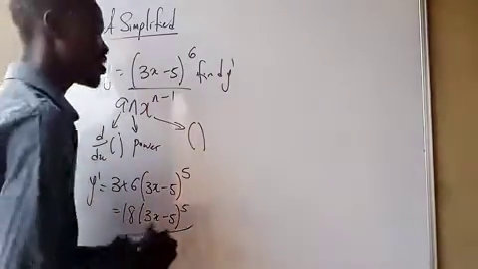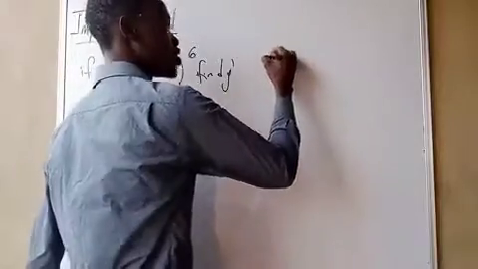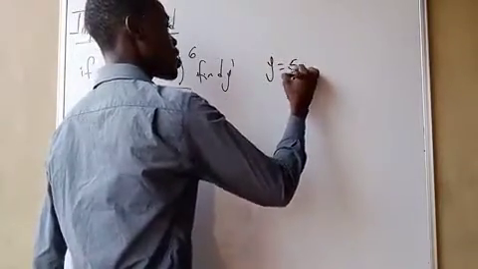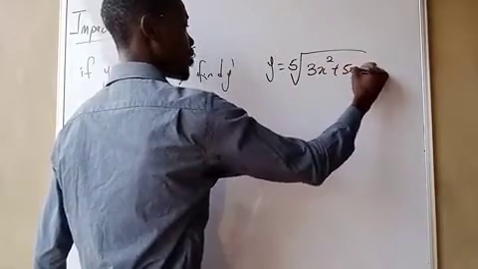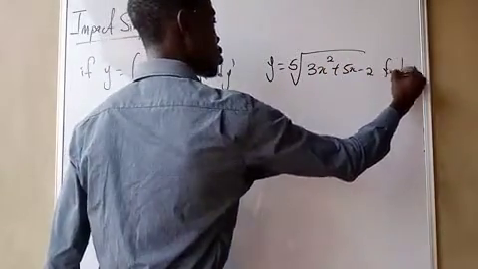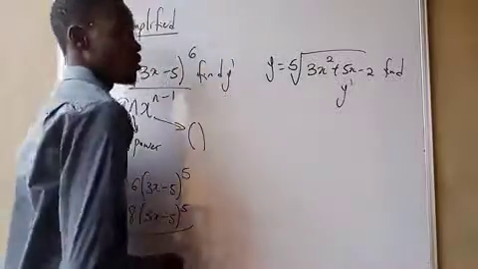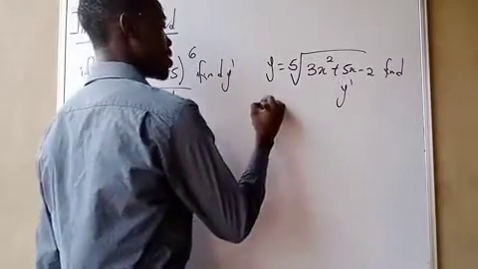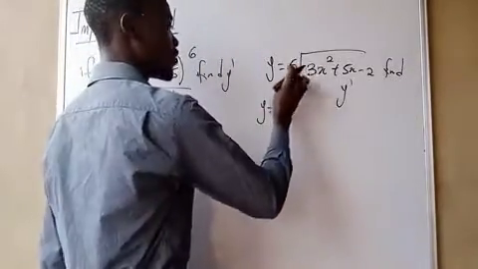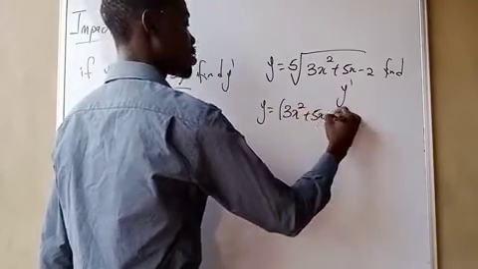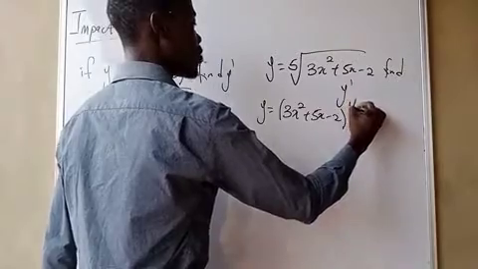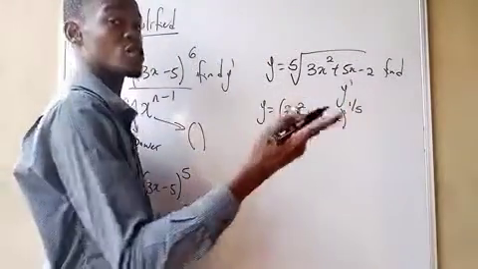And now let's keep on solving more questions on this. We have y is equal to the fifth root of 3x squared plus 5x minus 2. We are told to look for y prime. Wow. How can we solve this? We are going to remove this fifth root, and that will give us (3x squared plus 5x minus 2) to the power of 1/5. You know, fifth root is the power 1/5.